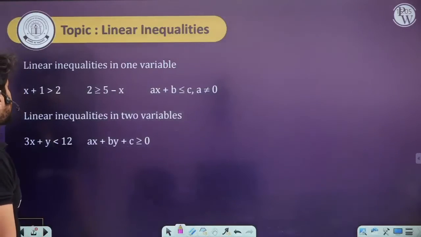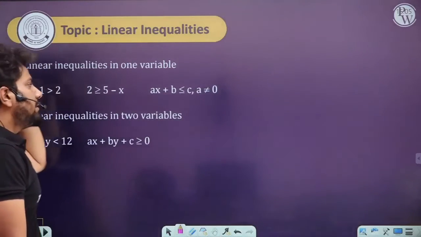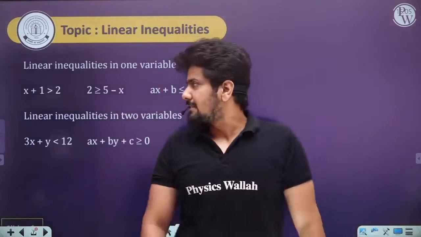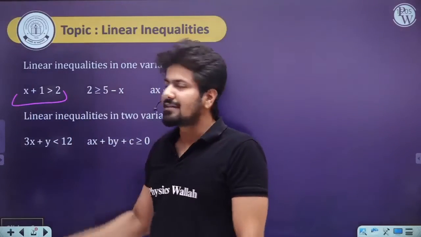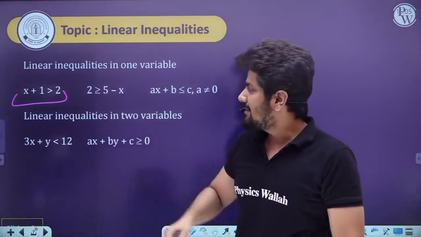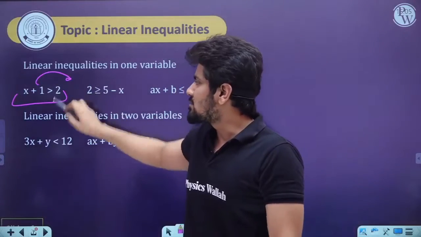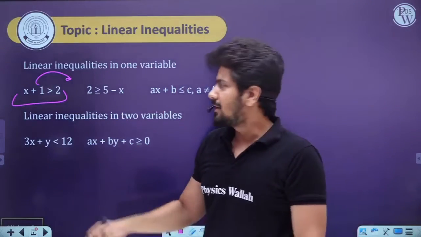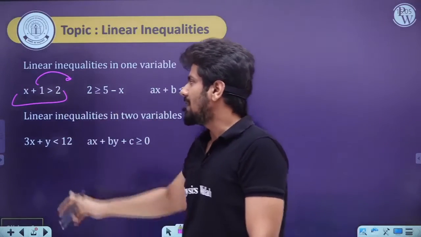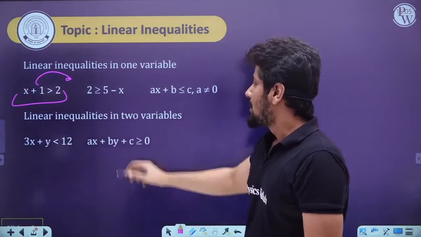Now let's move ahead. So, linear inequality in one variable. There is a variable x, x plus 1 greater than 2. Can we solve this inequality? Yes, easily. We can simply send this plus 1 to the right hand side. So we have x greater than 1.